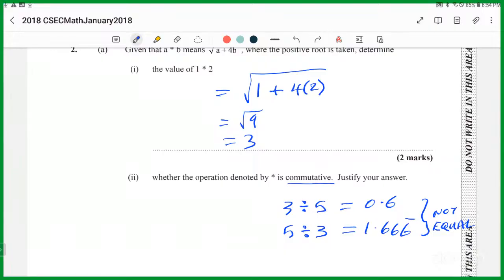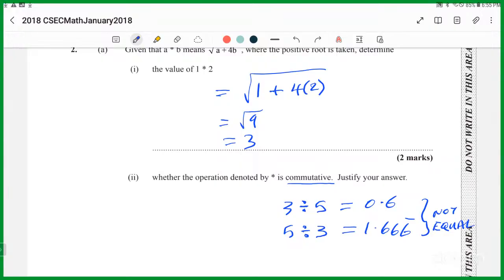So addition is commutative because when you reverse the order of addition, the result is the same. Multiplication is commutative because when you reverse the order of multiplication, the result is the same. Subtraction is not commutative, or you can say it is non-commutative, because when you reverse the order of subtraction, the result is not the same. Also, division is not commutative because when you reverse the order of division, the result is not the same.